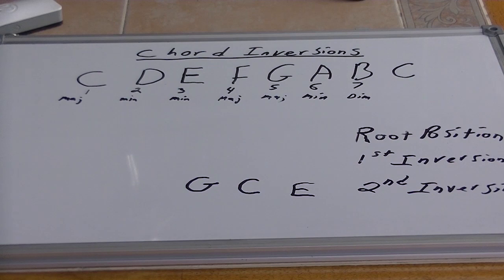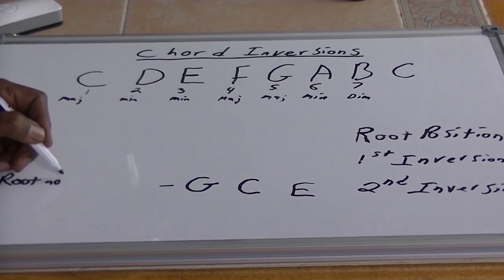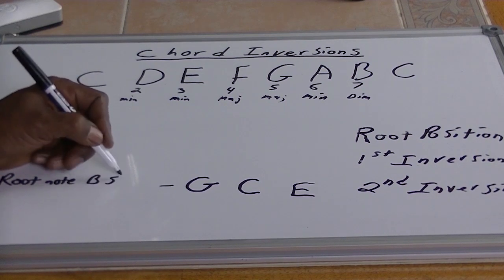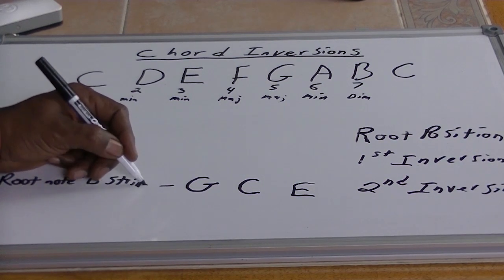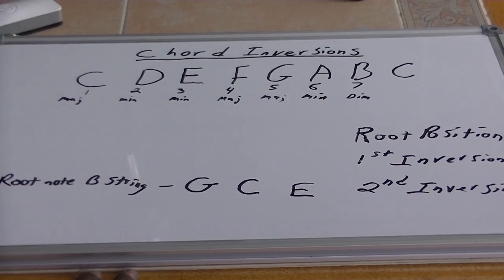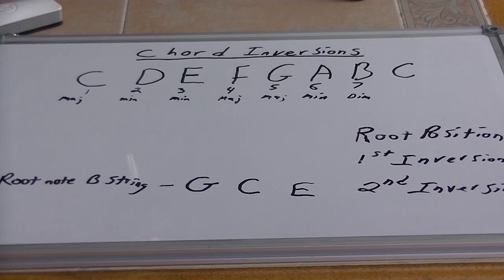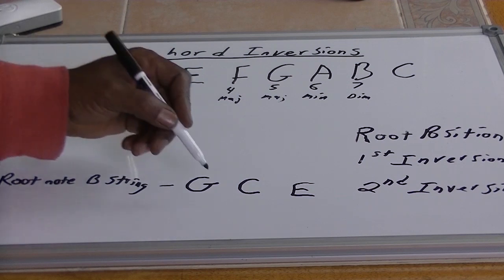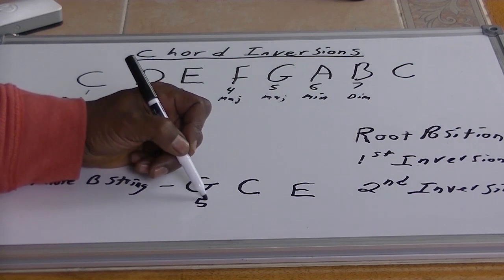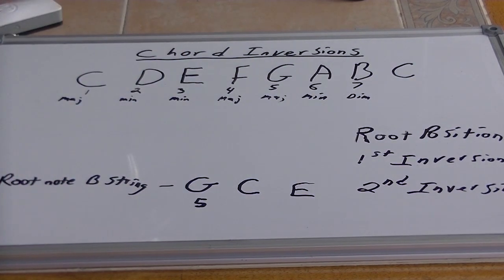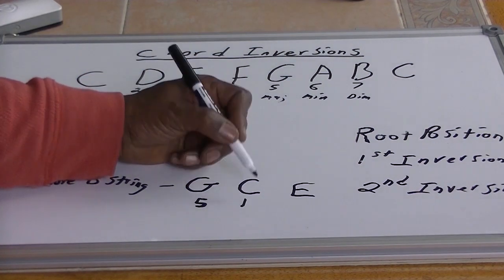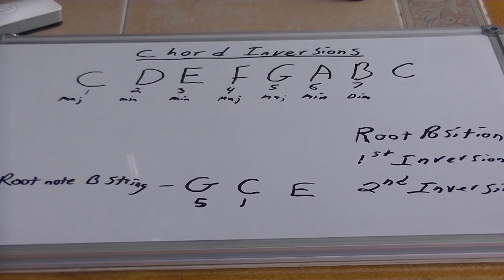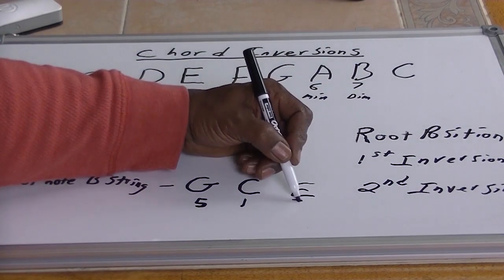So this is our root note B string version of the chord. And as we can see, this is a second inversion. The note that we're playing on the G string is the fifth. And the note we're playing on the B string is the root note. And the note we are playing on the E string is the third.